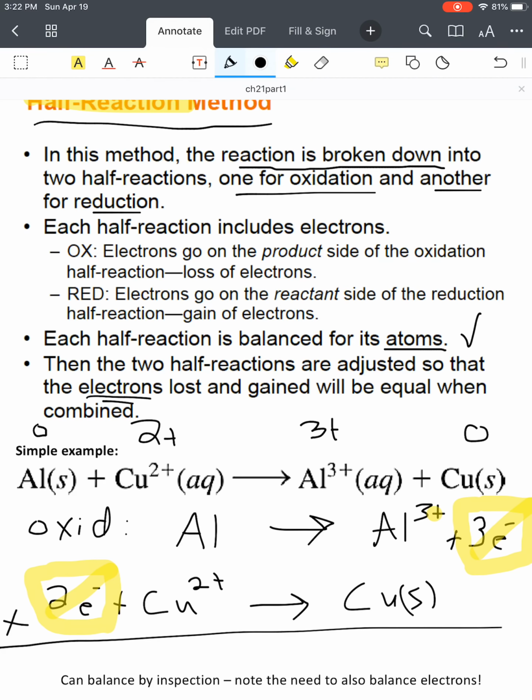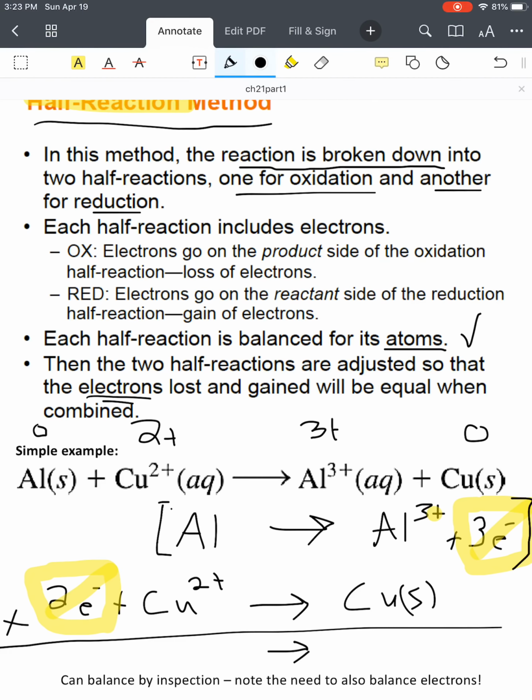Where does this other electron go? We can't have unbalanced electrons, right? We can't have imperfect accounting of either mass or charge in this case. So we have to figure out what to do about that. And it's actually a pretty simple solution. What we do is we multiply our half reactions by whatever integer is necessary to create the correct amount of electrons. So in this case, I'm going to cross multiply.